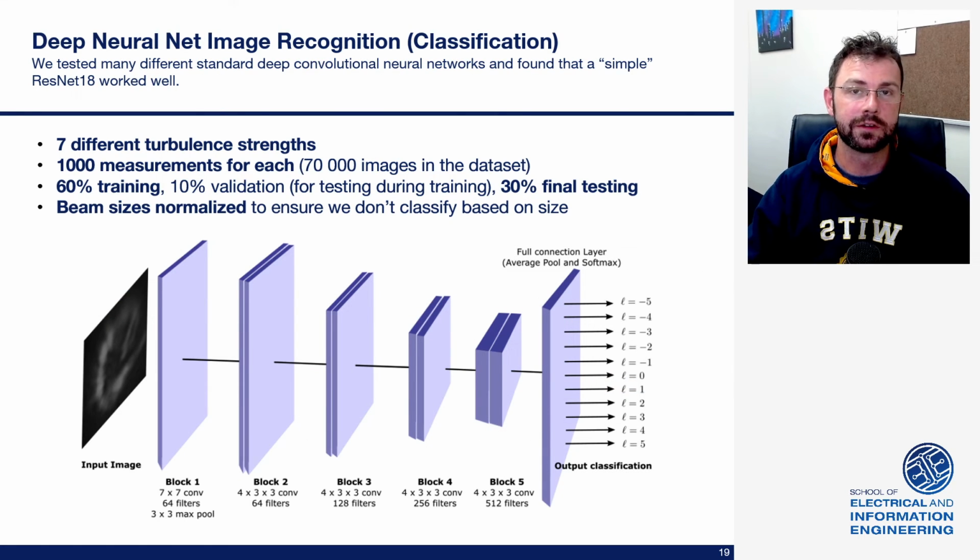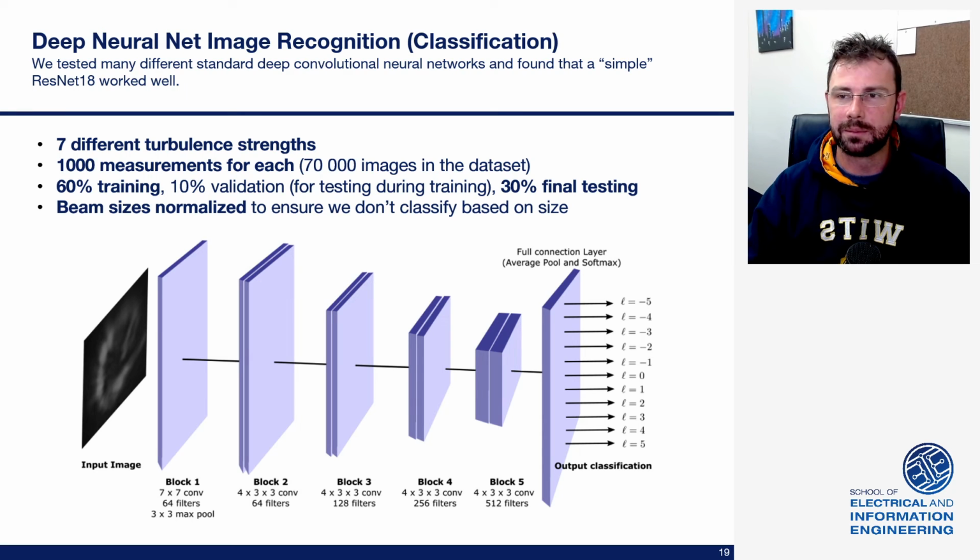We use 7 different turbulence strengths. We did 1,000 measurements of each. So we had a data set of 70,000 images. We use 60% of those for the training process, 10% of them for the validation, which is basically testing during the training, and we saved 30% of the data for our final testing.